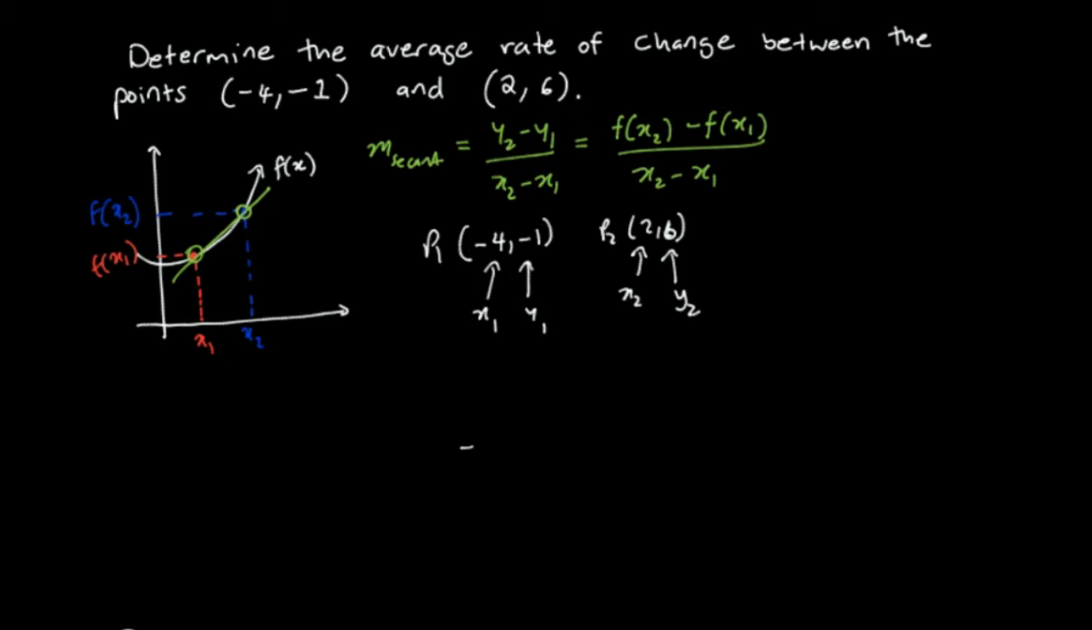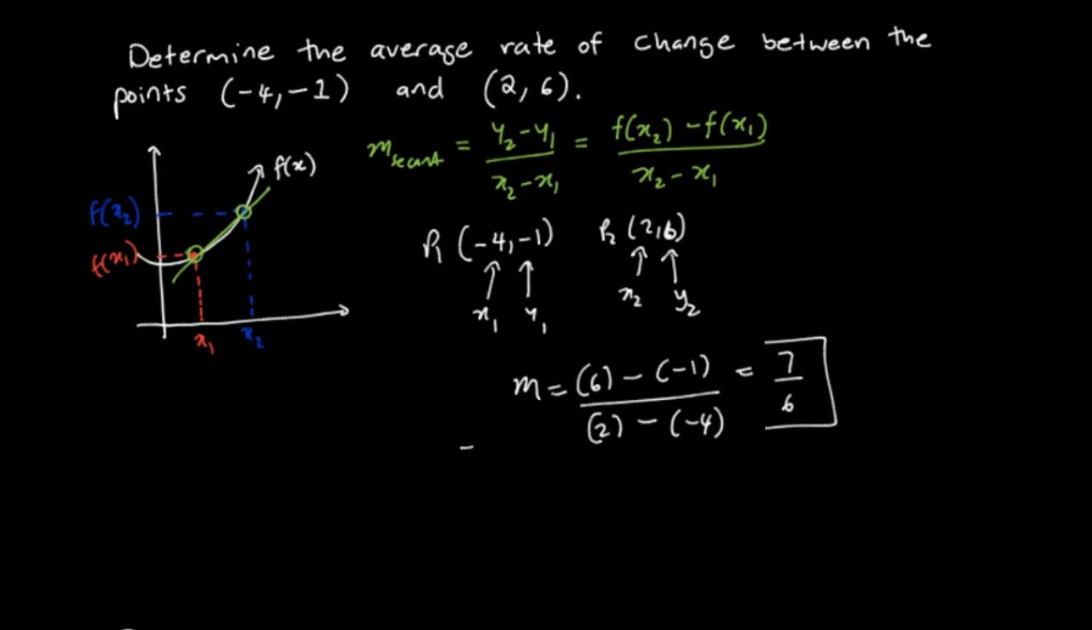And now what we can do is plug it into the formula. So the slope of the secant here is y2, which is basically 6, minus y1, -1, over x2, which is 2, minus x1, which is -4. So you get 7 over 6, right? You have to kind of work out the integers there. And yeah, this is your average rate of change.